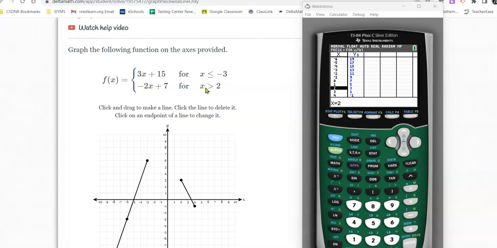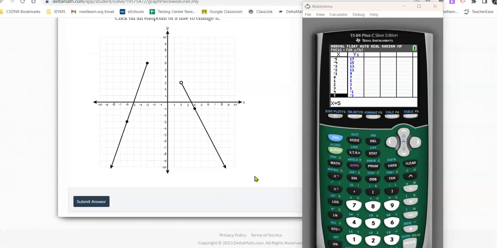This inequality is a greater than sign, so it has to be an open circle. And x can be anything greater than that, so I can go down this table even farther. So this dot is not an endpoint. It should be an arrow. So I click it twice until I get that arrow.